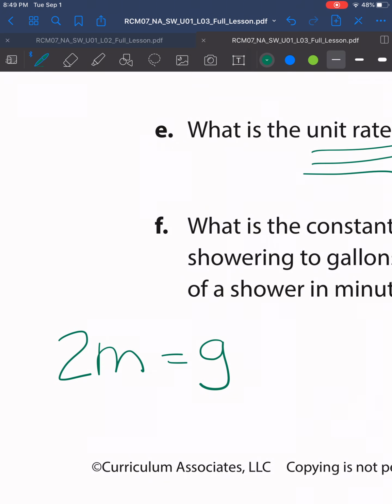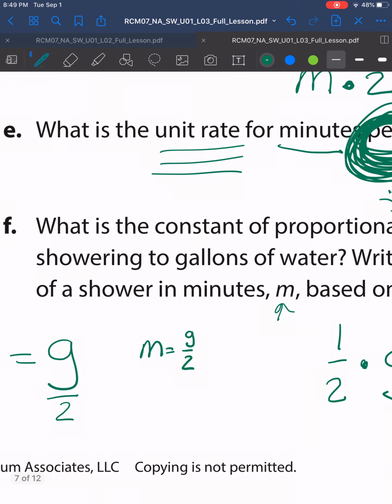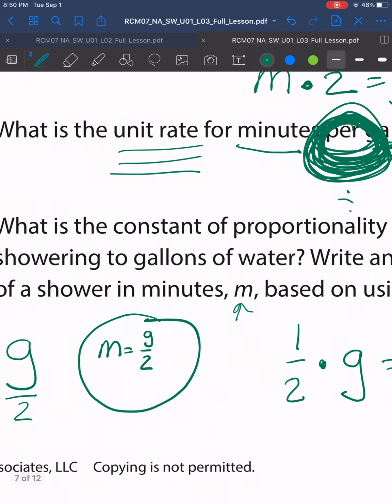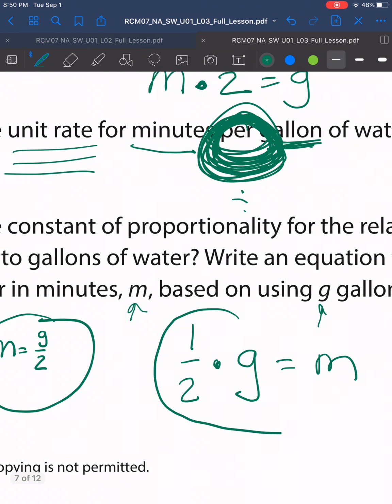What's happening to the M right now? It's being multiplied by 2. So to get rid of the 2, we do the opposite. The opposite of being multiplied by 2 is to be divided by 2. And that would get rid of it. But if I do it to one side, I have to do it to the other. So now I have M equals G divided by 2. Isn't M equals G divided by 2 the exact same thing as G times 1/2? It is. Because G could be G over 1, and G times 1 is G. 1 times 2 is 2. G over 2.